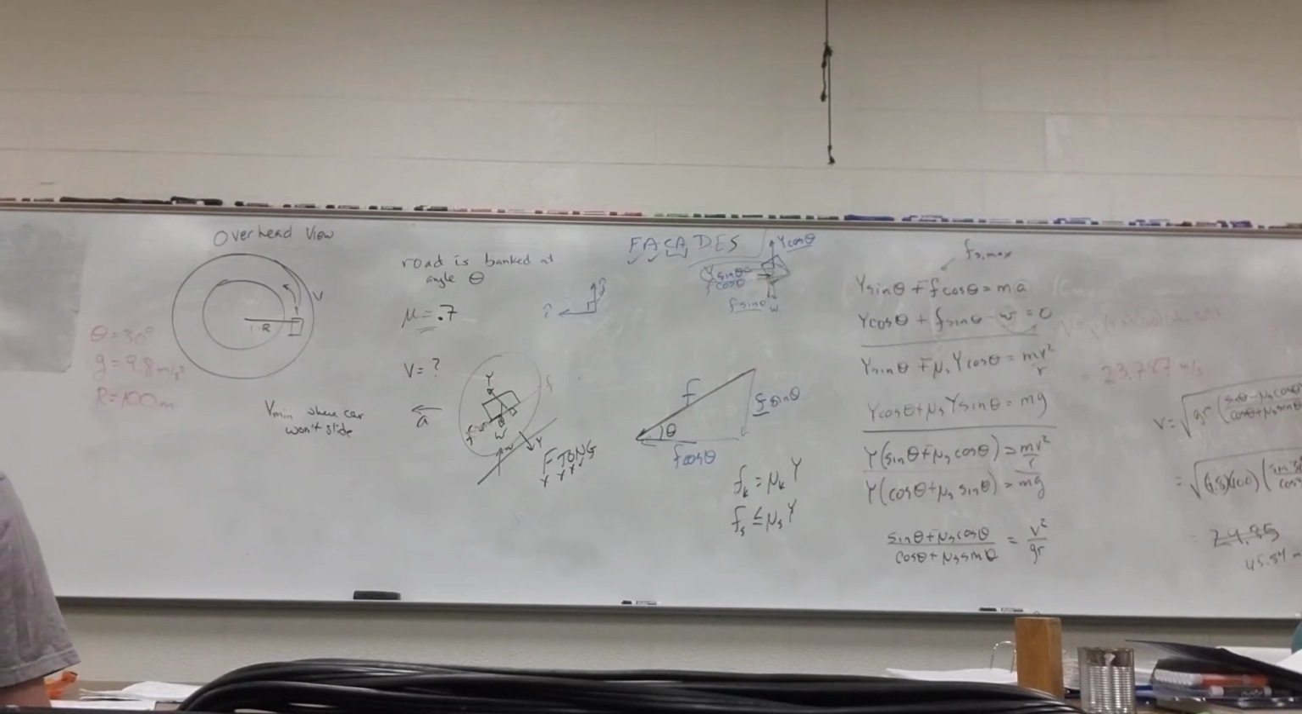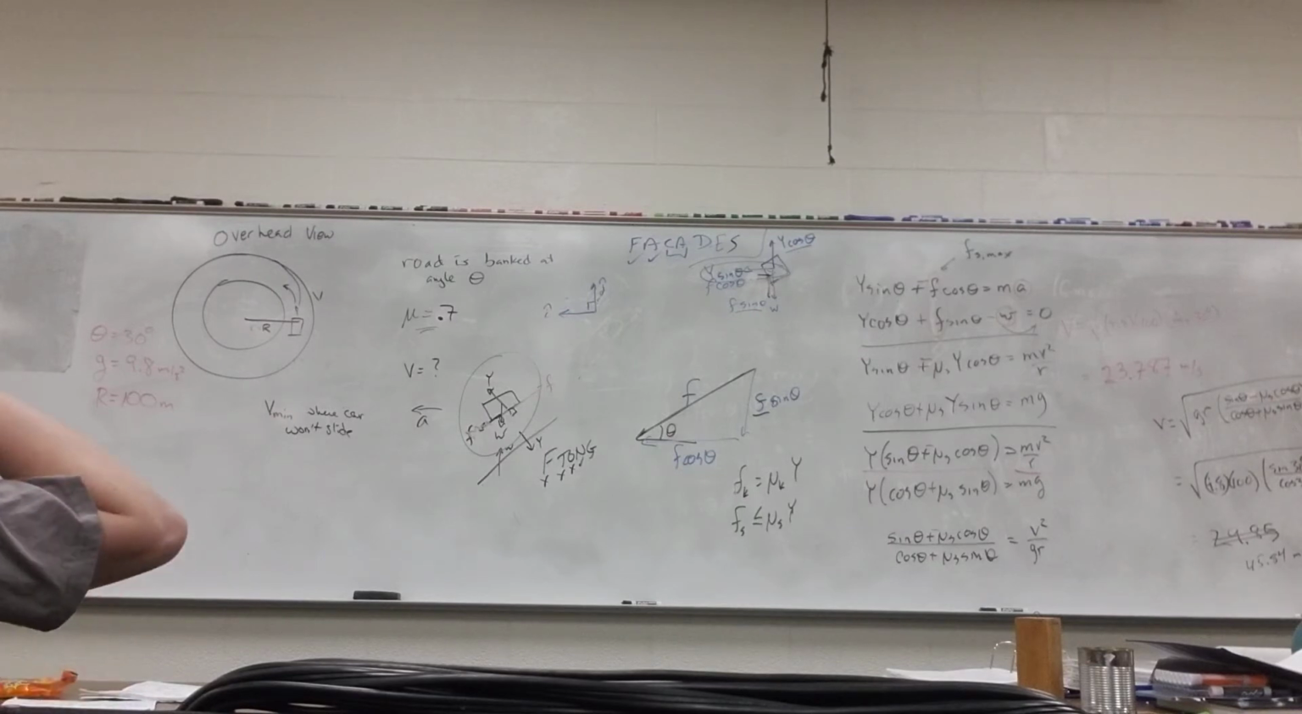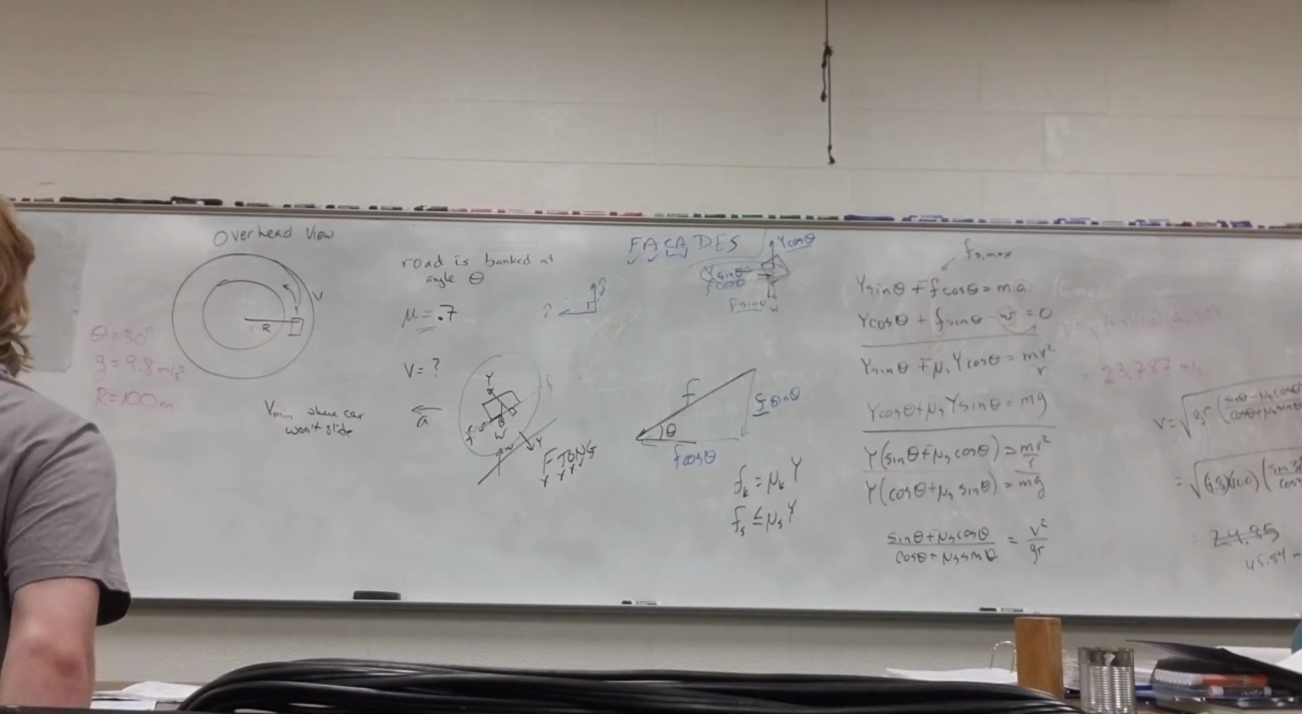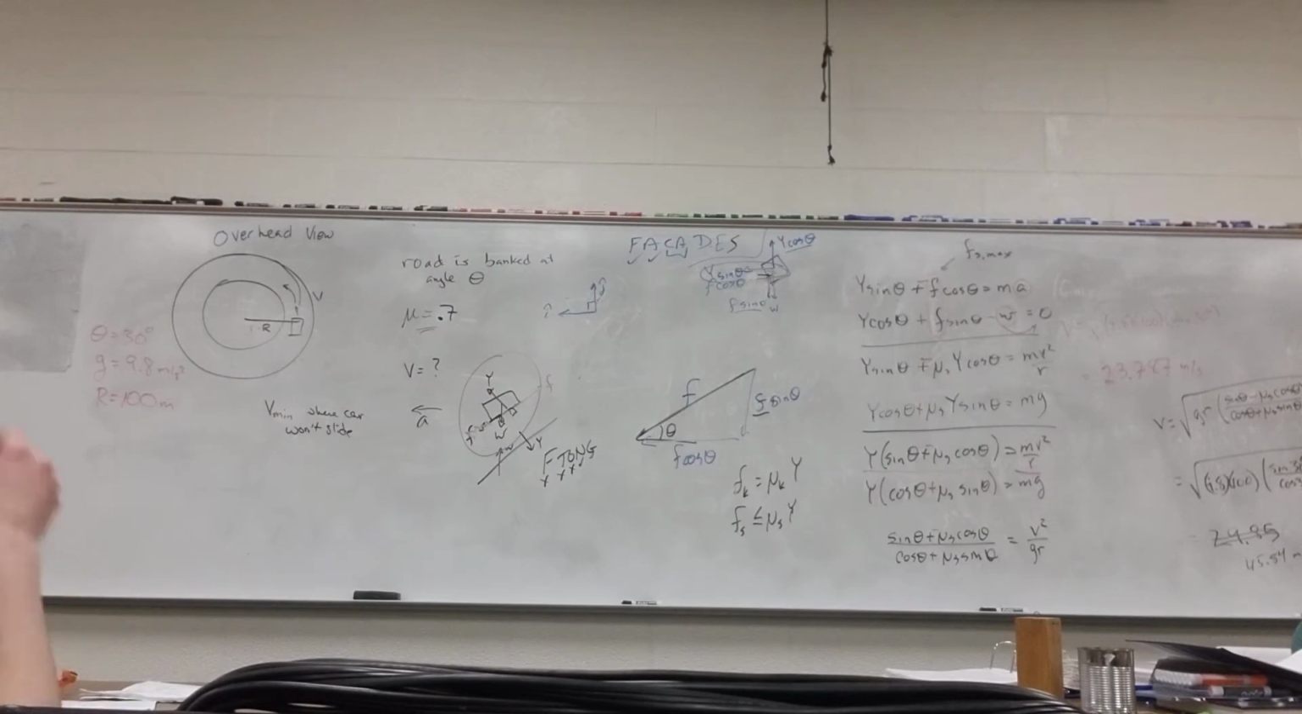I hope your tires can hold on. Because we do have a negative under the radical, it is indicating the fact that it will not slide down. The car could actually just sit there on the slope and it's not going to slide down. So the minimum speed would be negative.